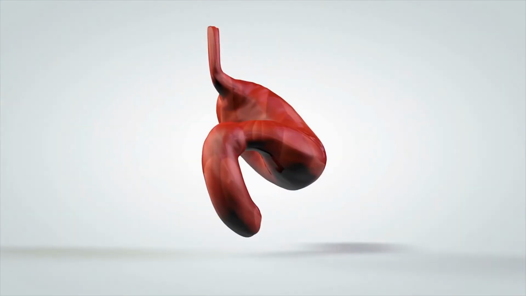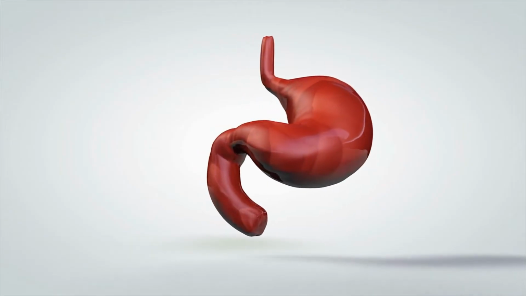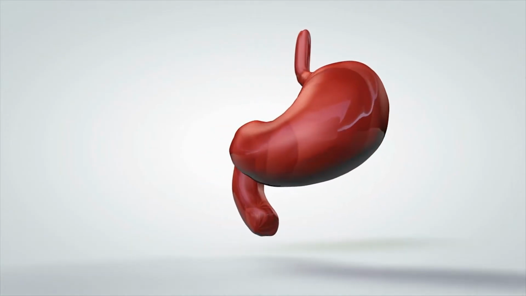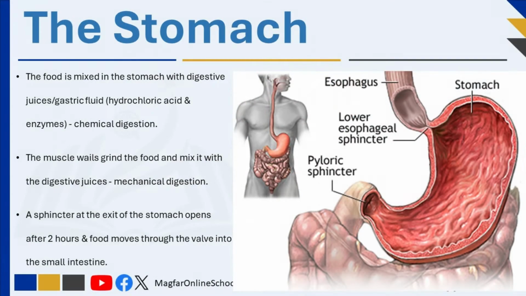The stomach is a muscular organ that plays a crucial role in digestion by mixing food with digestive juices. Once food enters the stomach, it is combined with a liquid secreted by the stomach wall, known as digestive juices or gastric fluid. These juices contain hydrochloric acid and enzymes, which are essential for chemical digestion as they help break down food molecules into simpler forms.